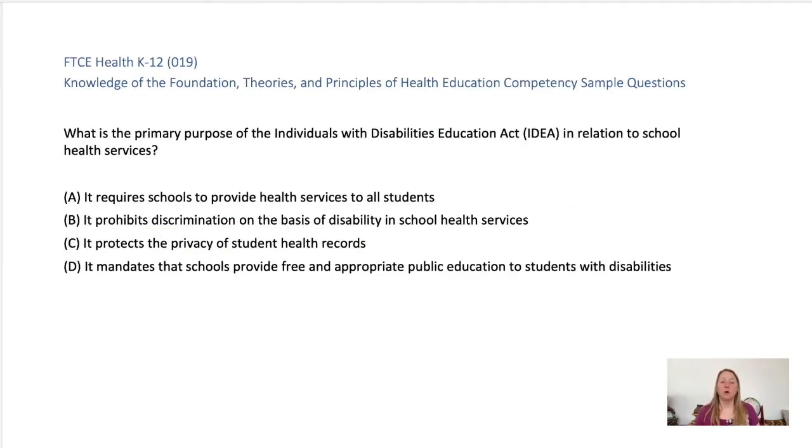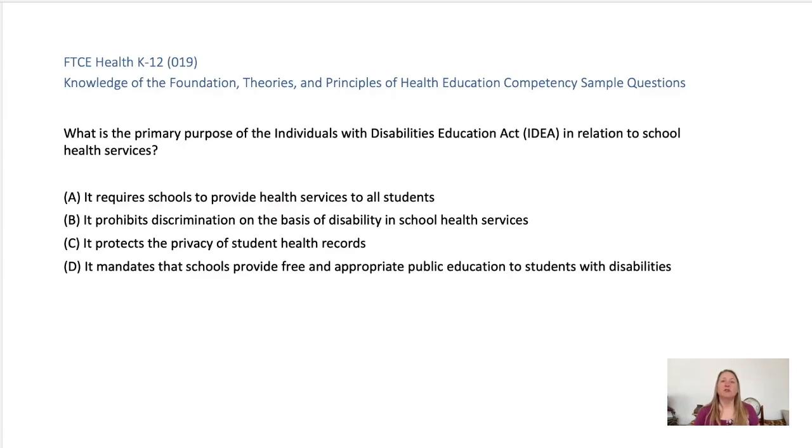What is the primary purpose of the Individuals with Disabilities Education Act, or IDEA, in relation to school health services? A. It requires schools to provide health services to all students. B. It prohibits discrimination on the basis of disability in school health services. C. It protects the privacy of student health records. Or D. It mandates that schools provide free and appropriate public education to students with disabilities.